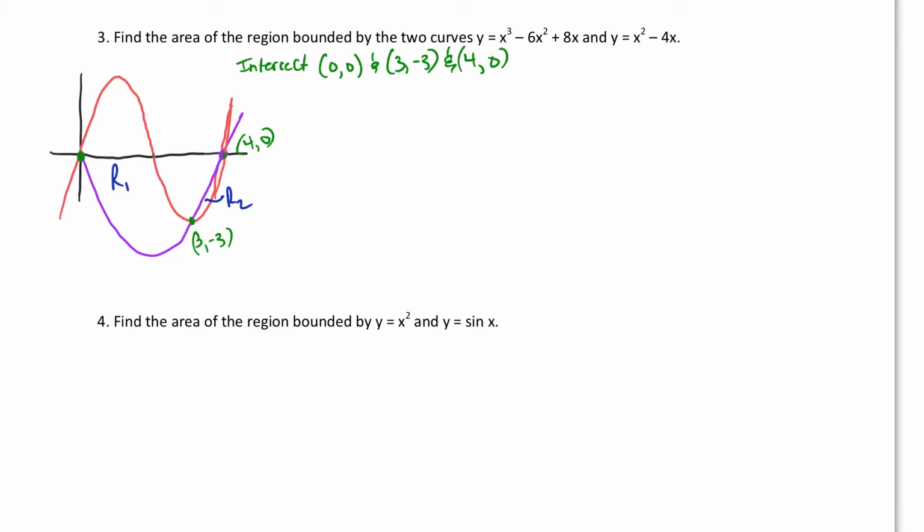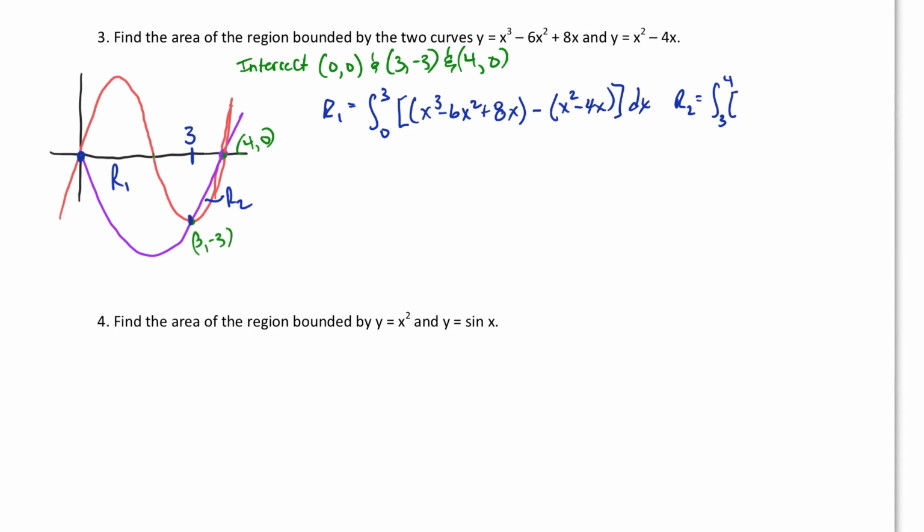Okay, so that means when I set this up, I'm going to do it separately, and find each region. Region 1 will be the integral from 0 to here, which we said was at 3. So region 1 will be the integral from 0 to 3, and this is going to be the top curve, which is this x cubed curve, x cubed minus 6x squared plus 8x, minus the bottom curve, which was x squared minus 4x dx. Region 2 will be just the other way around. This is going to be now from 3 to 4, and now it's going to be x squared minus 4x minus, this will be x cubed minus 6x squared plus 8x dx. Okay.